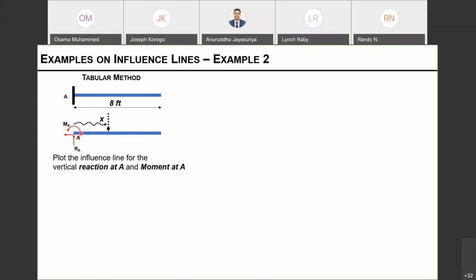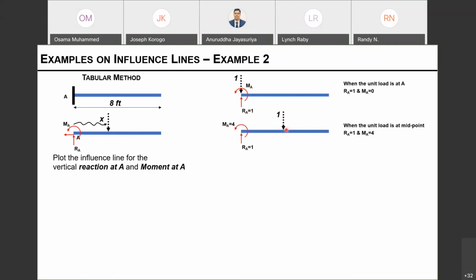So now what we do is we take the beam and analyze it for the reactions. When I have my load on top of A, my reaction is 1. What about the moment? Moment is 0, right? Because if I take the moment about A, MA is equal to 0 because there are no other forces contributing to the moment about A. My reaction is 1. So I'm going to move my unit load to the midspan. It's another special point.